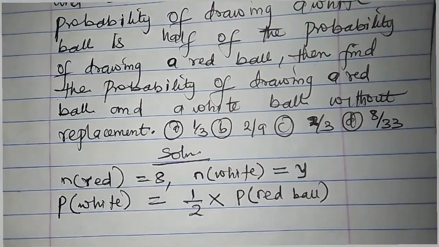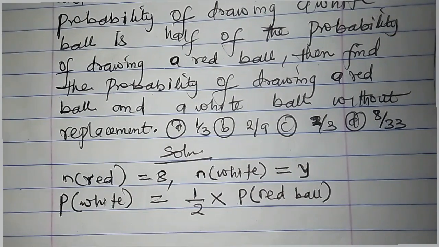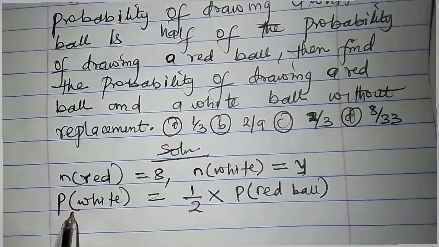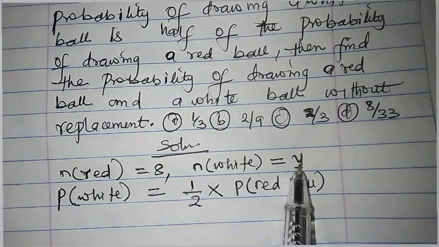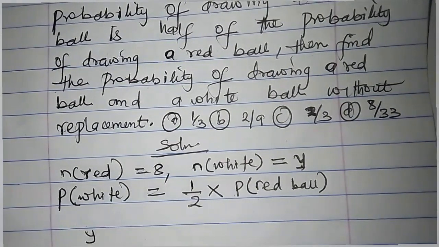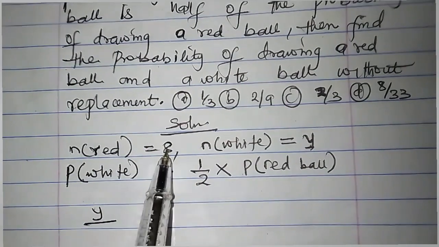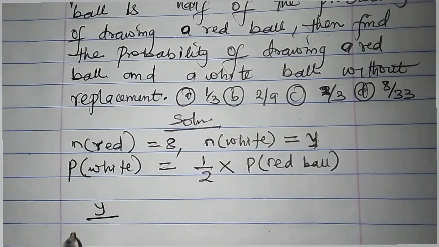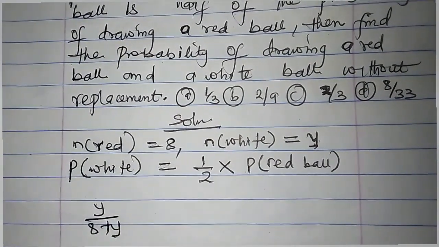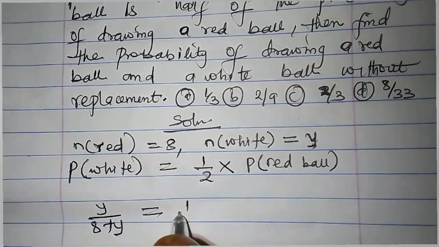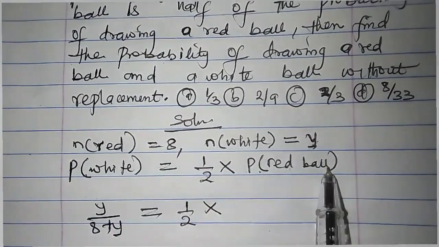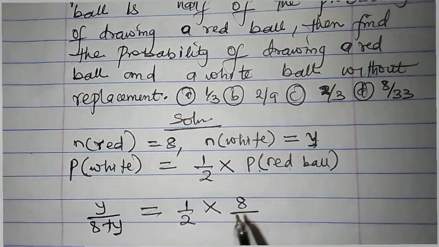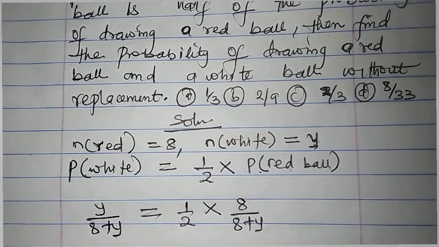Alright, now what is the probability of drawing a white ball? Remember what probability is. Number of white balls divided by total number of balls in the bag. So probability of drawing a white ball is equal to number of white balls, which is y, all over. Now there are 8 red balls. There are y white balls. So number of balls in the bag total will be 8 plus y, which is equal to half times probability of drawing a red ball. There are 8 red balls. There are 8 plus y balls altogether.